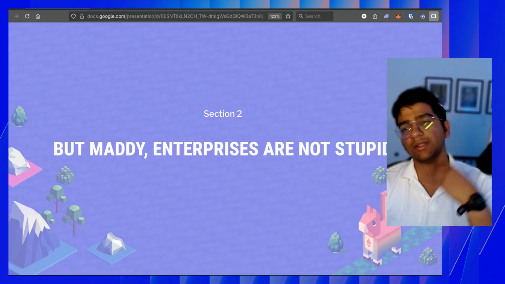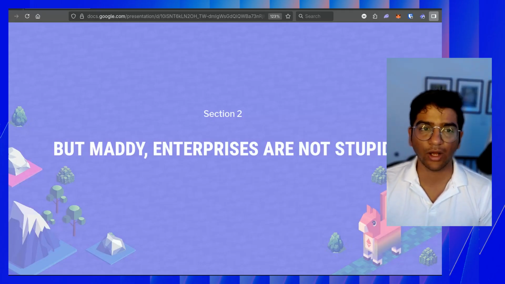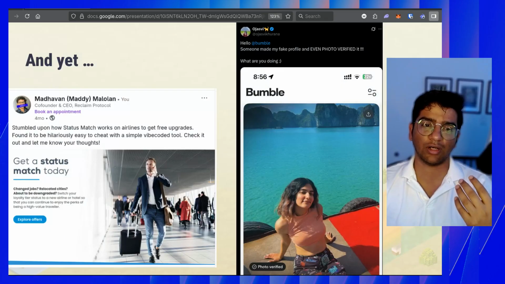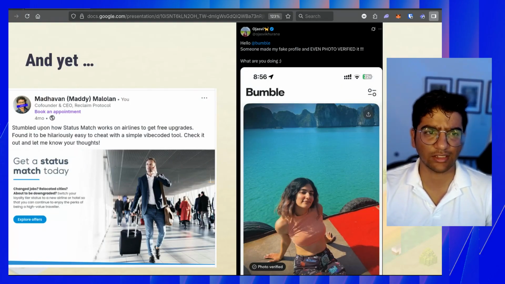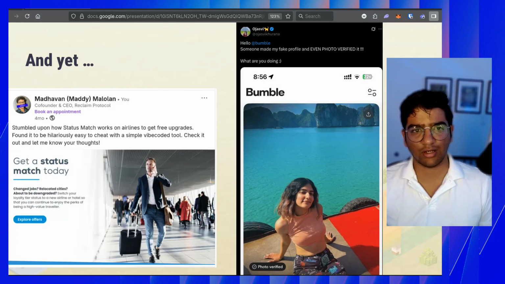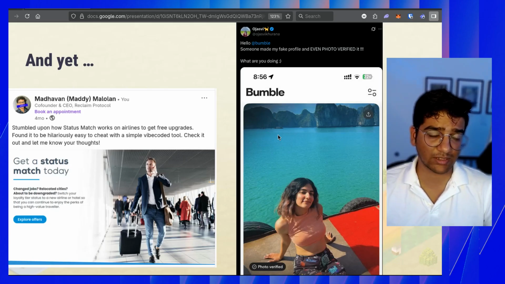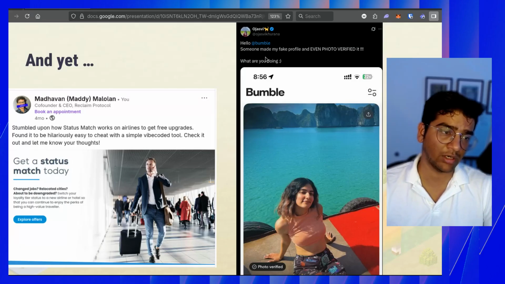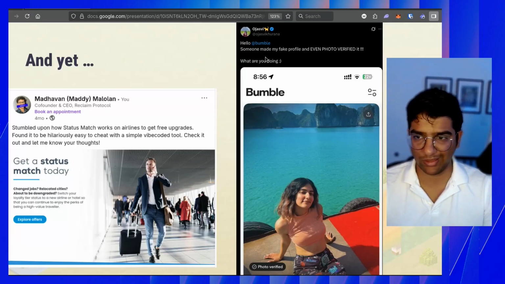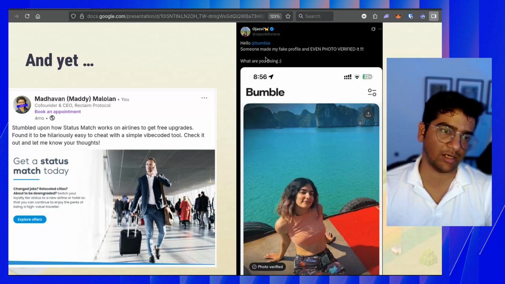And of course, they're not stupid. They are putting their best brains on trying to solve this problem. And yet you have fraud over and over again. Bumble recently had this problem where a user said, hey, this is not my profile, and yet it says photo verified down at the bottom. In fact, I've also tried to do this myself, wherein I created a fraudulent document and tried to apply for a status match on an airline, and it went through. Sure, I didn't claim the status match, but at least the process went through end to end.